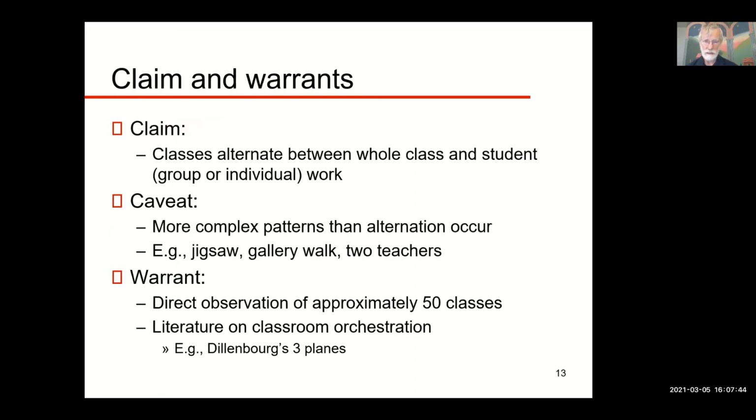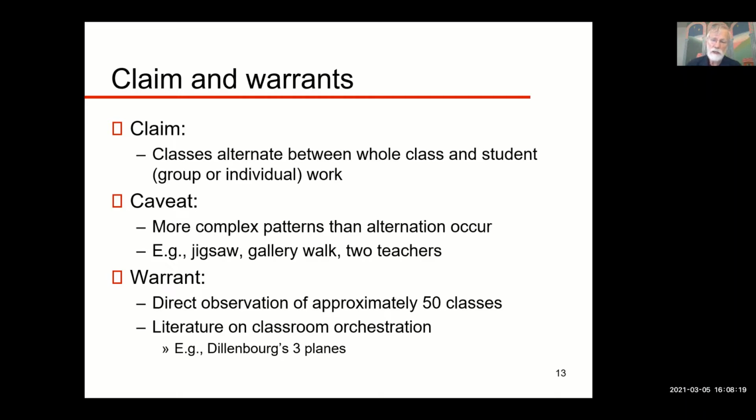So my claim here has been that classes alternate between whole class and student work, okay? But I didn't really give you any evidence for that. And moreover, of course, there are more complex patterns than alternation that occur. For example, there's a common pattern called a jigsaw, where the teacher reconfigures the groups in the middle of class. There's a common pattern called a gallery walk, where one group member goes and visits other groups from each of the groups. Sometimes the class divides up. That can be particularly common when there are two teachers.